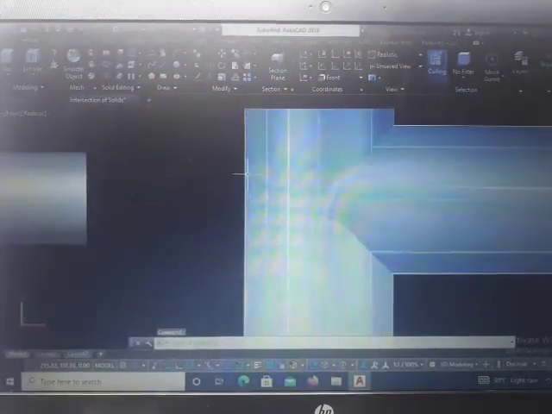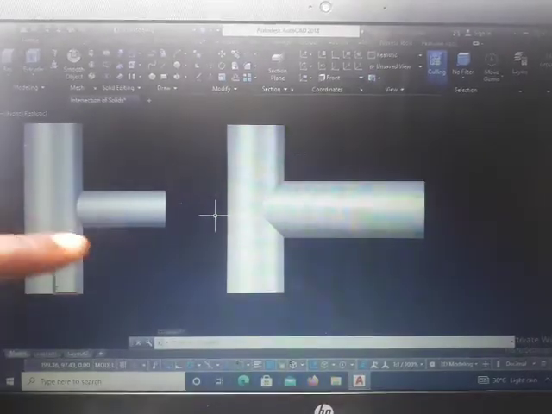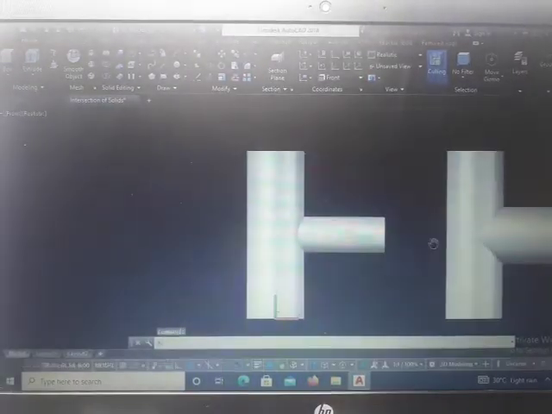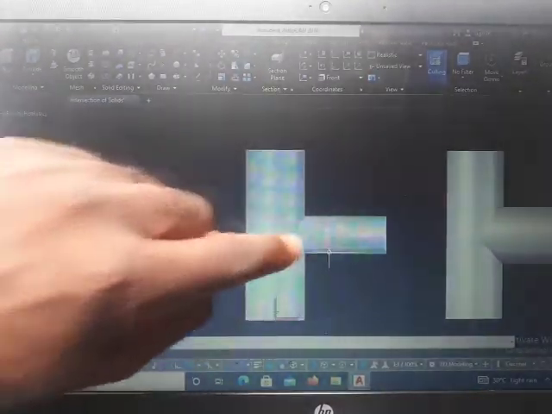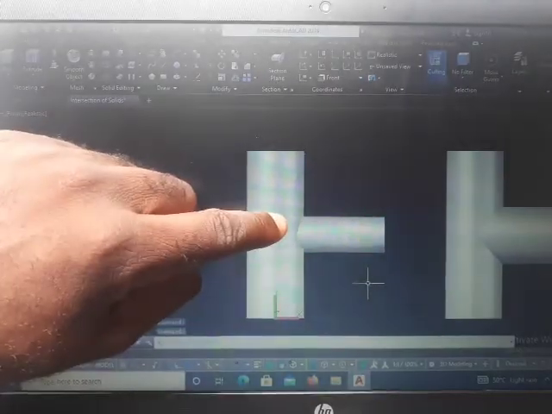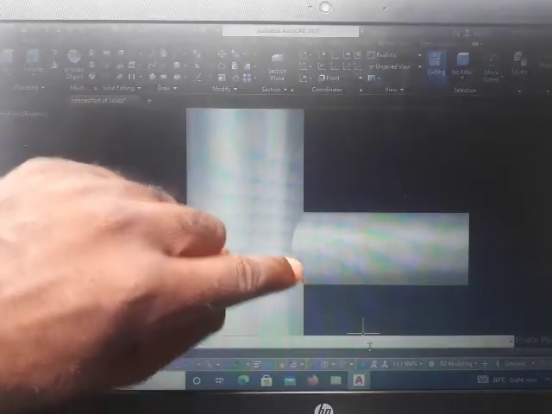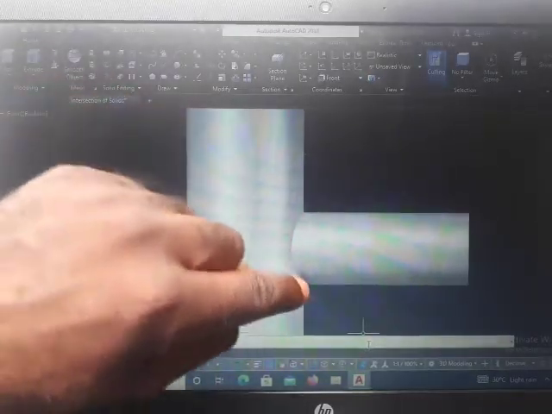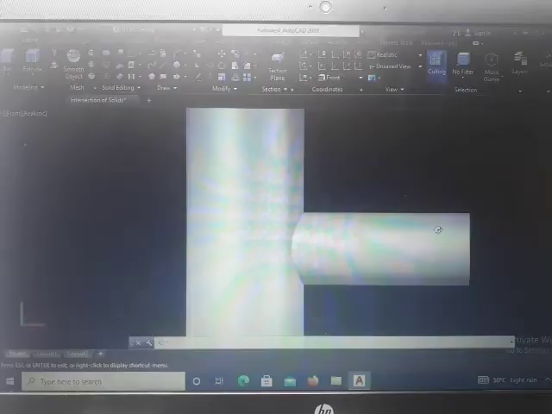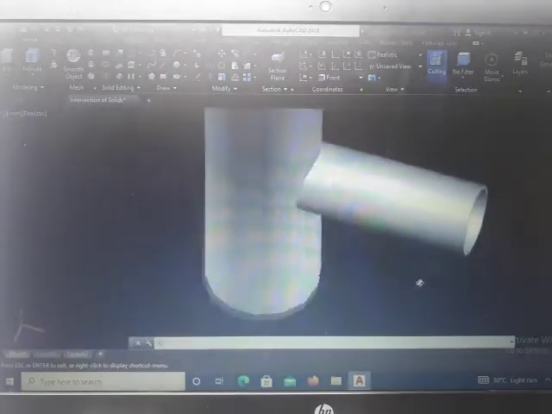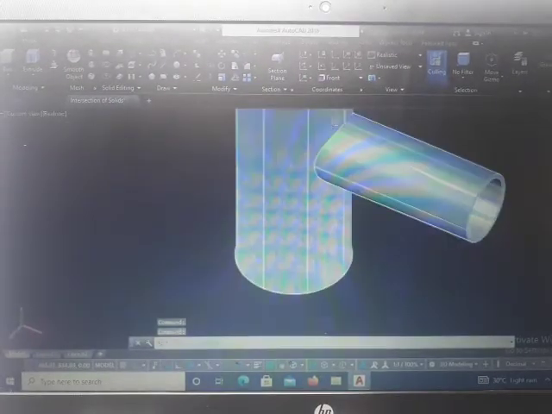Here is something you must understand about pipes of equal diameter and different diameter. Number one, if the cylindrical pipes are of different diameter, the curve of intersection will appear as a curve. Can you see it? It's a curve. If I move this a little bit, you will be able to see that very well. So this is a curve actually.